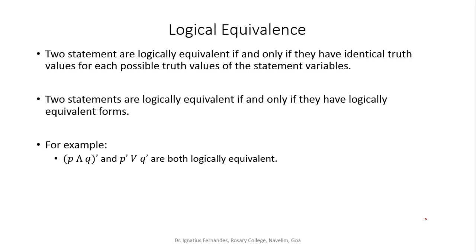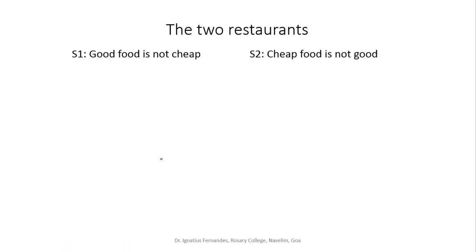For example, I have P and Q bar and I have P bar or Q bar. These are both logically equivalent. You may try to write down the truth table for both the statements and check the truth values. They will be identical. The same way, I have P or Q bar and P bar and Q bar. They are also logically equivalent. This can also be verified by writing the truth table.